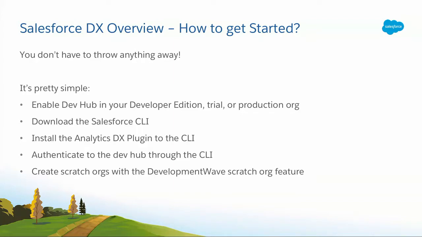Okay, so again, DX overview. This is your code. You've worked with it for a long time, whether it's been through metadata API in your DE org, but getting started with DX should be pretty simple. There's a feature called Developer Hub. You can enable that in your DE Edition trial org, production org. Download the Salesforce CLI, then install the analytics plugin, which I'll show you in a couple slides how to do. Then you can authenticate to the Dev Hub through the CLI, and then start creating scratch orgs and pushing your metadata to and from and making changes and checking it in.